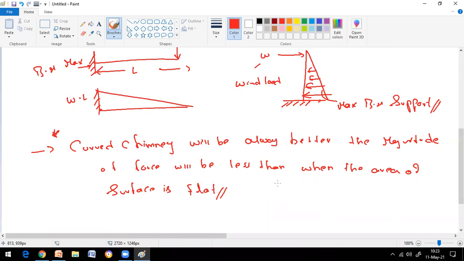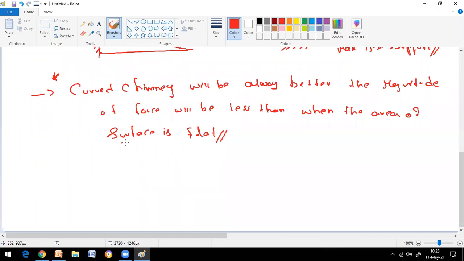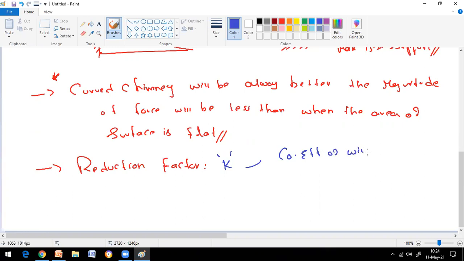Here one of the important parameters we have to learn is the reduction factor. So what is this reduction factor? This reduction factor is indicated with the symbol K. So what is this K? K depends upon the shape of the area exposed to the wind, and it is called the coefficient of wind resistance. Why? Because chimneys are all subjected to wind force, right? So every chimney will have a different K factor.